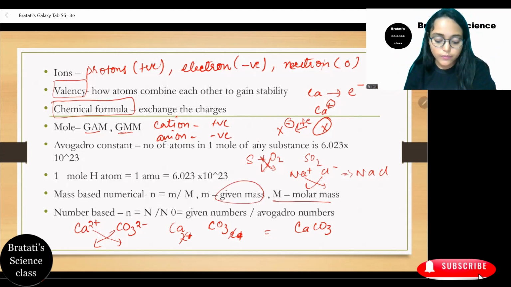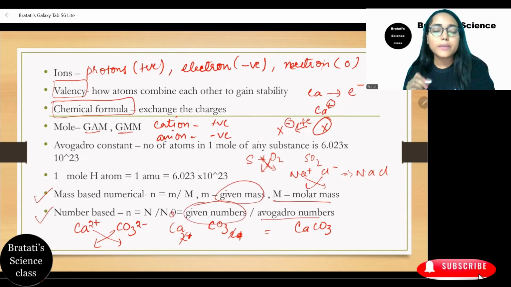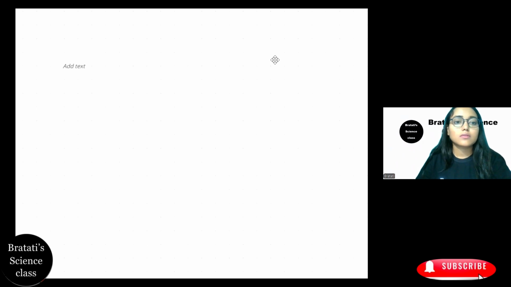Another option is, one is mass based, another one is number based. For number based, you have small n equals capital N by N0, where capital N is the given number in the sum and N0, which is written at the bottom right, is the Avogadro number. You will be given two and you have to find out the rest. So if you remember the formula, you can easily solve the problem.